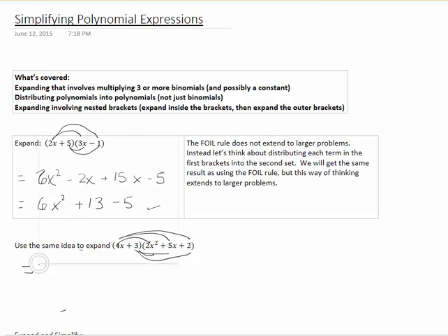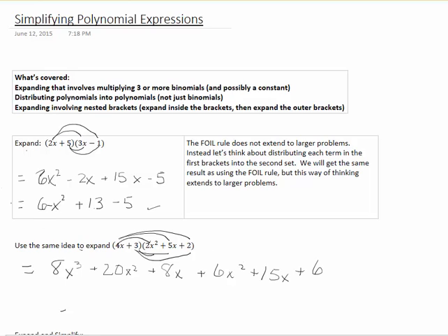4x times 2x squared is 8x cubed. 4x times 5x is 20x squared. 4x times 2 is 8x. And now we're going to start to multiply using the 3. 3 times 2x is 6x squared. 3 times 5x is 15x. And 3 times 2 is 6.